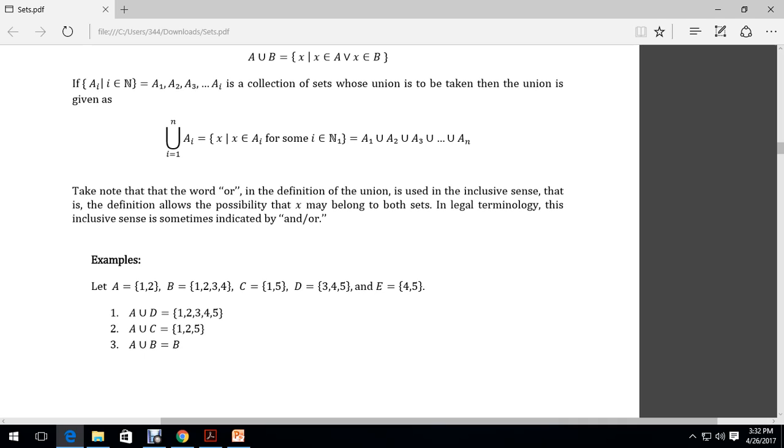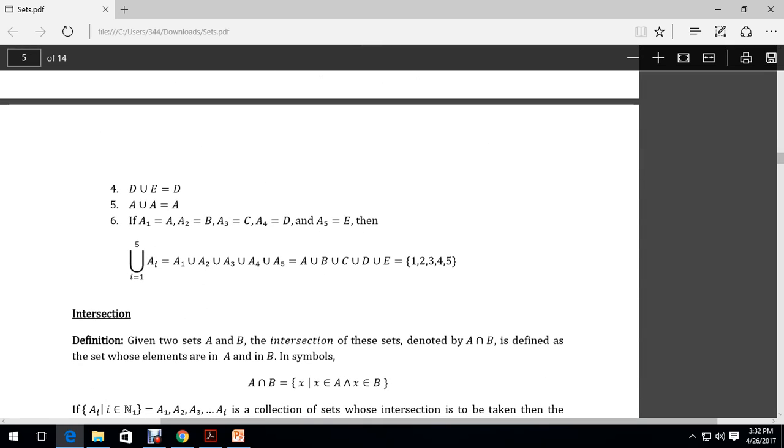Now example number 3, we have A union B. A union B is equal to simply B. Why is that so? Because we have A as the elements 1 and 2, B as 1, 2, 3, and 4. Since it was mentioned earlier that common elements, in this case 1 and 2, should appear once only in the new set or the union of the two sets, therefore, the union between A and B would be the set containing the elements 1, 2, 3, and 4, which is exactly B.